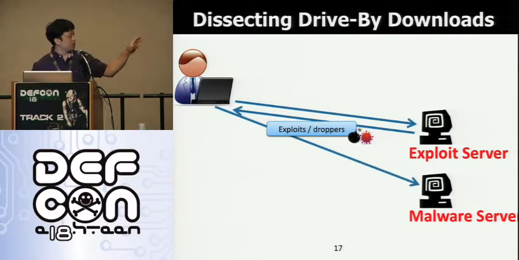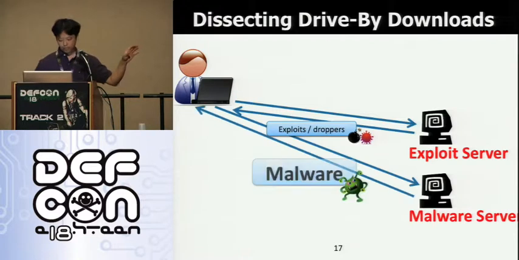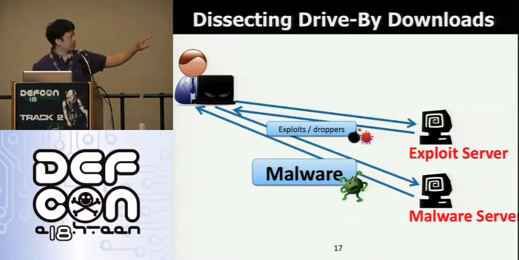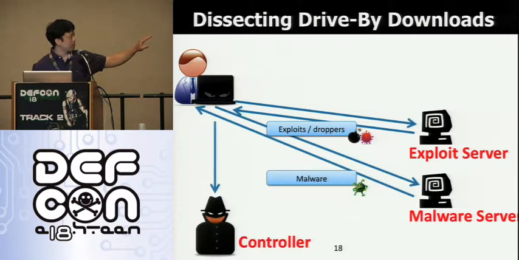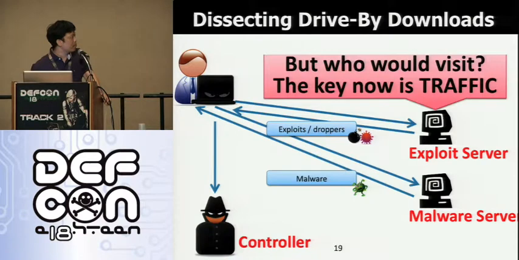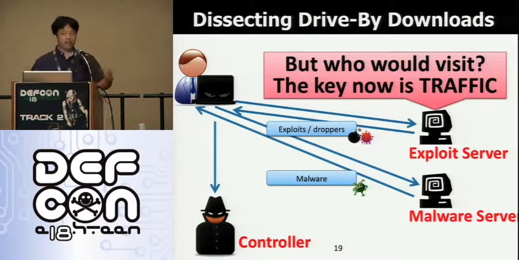And it will cause the browser to link back to the malware server. And the malware server, which is usually different from the exploit server, will distribute malware back. And then finally, the malware will link to a CNC. And that's basically the attack. It's very simple. But now the key is, who would visit an exploit server? Nobody would. So the key here is traffic.